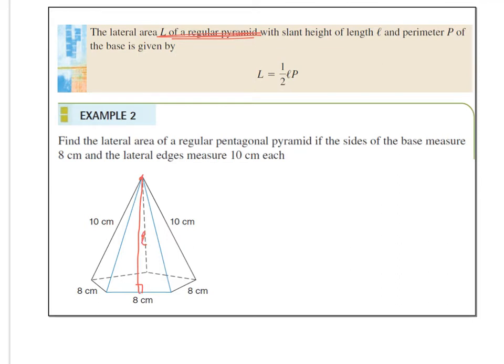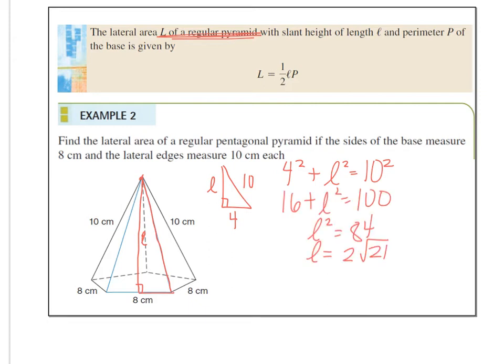So we can use this triangle right here that we've just made. So if I redraw that triangle, I find out that this is l, this is my 10 for that height there, and then I'm cutting this in half, so this becomes 4. So now we do the Pythagorean theorem. So take a moment and see if you can solve that. All right, so you should get 2√21 as your slant height.